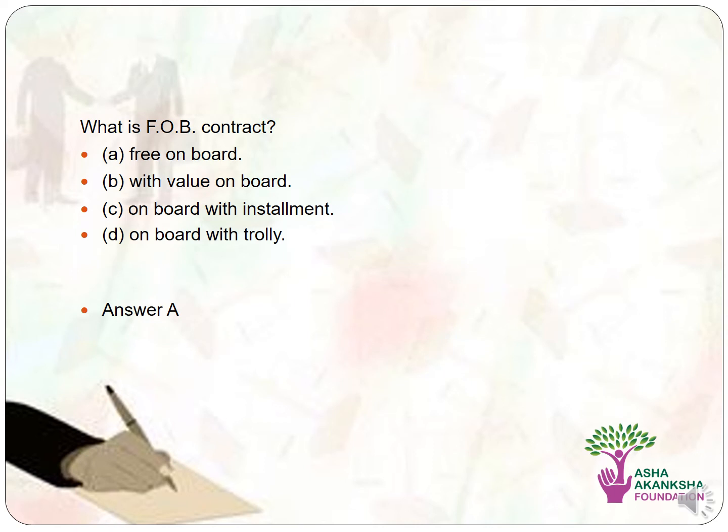So next question is, what is FOB contracts to? Options are A, free on board, B, with value on board, C, on board with installment, or D, on board with trolley. The correct answer is A, free on board.